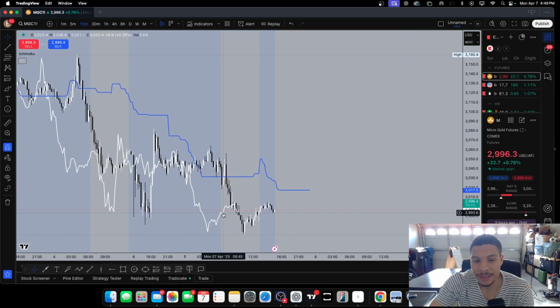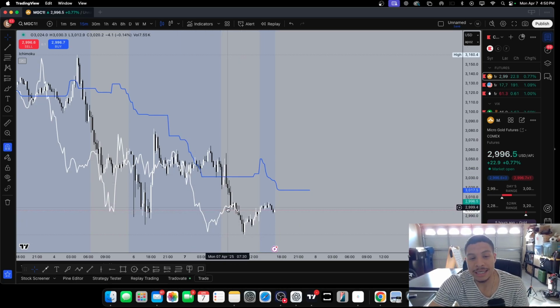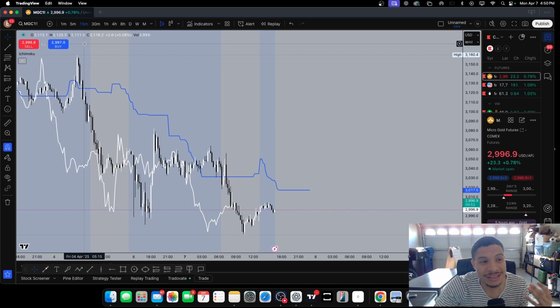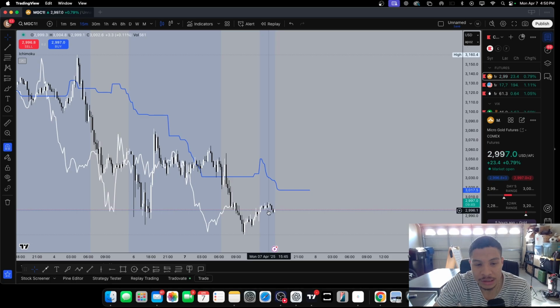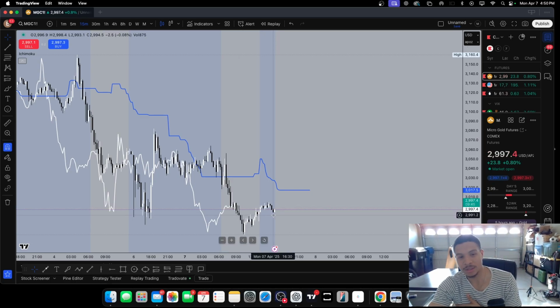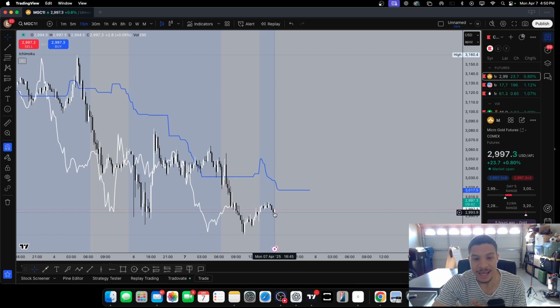All the lagging span does is mirror price. This line right here does exactly what the current price is doing. But the way that it's plotted on the chart is 26 periods, so in this case, 26 15-minute candlesticks in the past. So this is current price, and if we counted 26, let's do it. This line is going to be on the 26th candle.